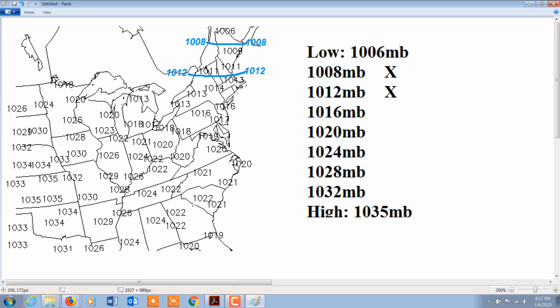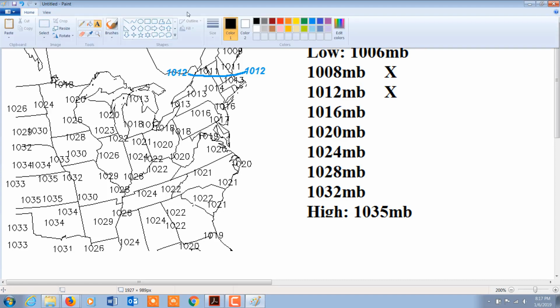Meanwhile, up here, look what I see. 1016, 1016. Up here I see some 1013s. Down here I see some 1018s, 1017. Over here I see a 1013 and a 1018. I'm thinking, and I'm pretty sure I'm correct here, that here is where my 1016 millibar isobar is going to go.